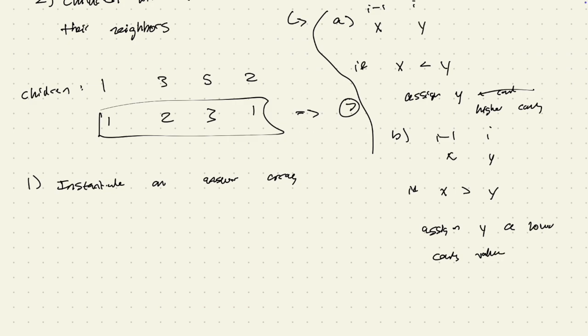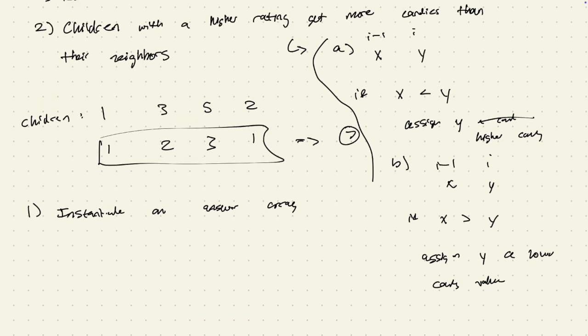So how we're going to tackle the second rule is through 2 passes. We're going to do a first pass for A, and a second pass for B. In the first pass, we're going to enforce that the left neighbor has the correct relative candy amount, and in the second pass we're going to enforce that the right neighbor has the correct candy count. So it just makes things simple, more intuitive.